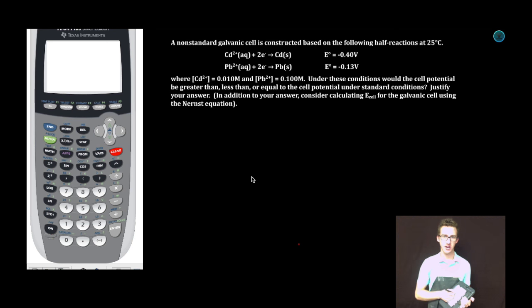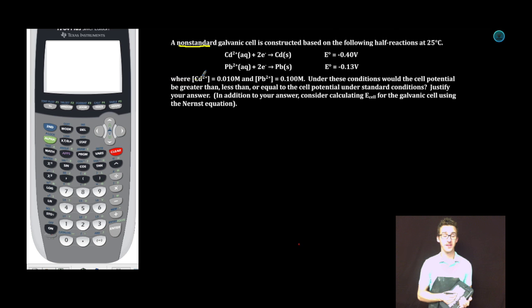A non-standard galvanic cell is constructed based on the following half reactions at 25 degrees Celsius. Non-standard, where the cadmium ion concentration is 0.010 molar and the lead-2 ion concentration is 0.100 molar. Under these conditions, would the cell potential be greater than, less than, or equal to the cell potential under standard conditions? Justify your answer. In addition to your answer, consider calculating cell potential for the galvanic cell using the Nernst equation.